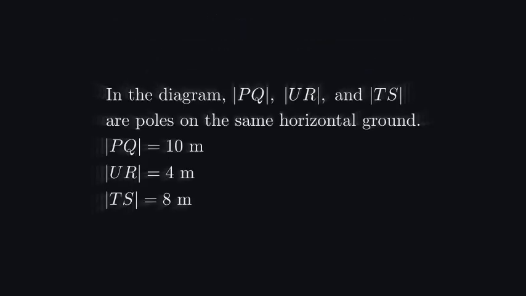Today, we are solving WASSCE November 2016 question 5. This is a trigonometry problem involving three vertical poles on the same horizontal ground. In the diagram, PQ, UR, and TS are vertical poles standing on the same horizontal ground. Their heights are 10 meters, 4 meters, and 8 meters respectively.